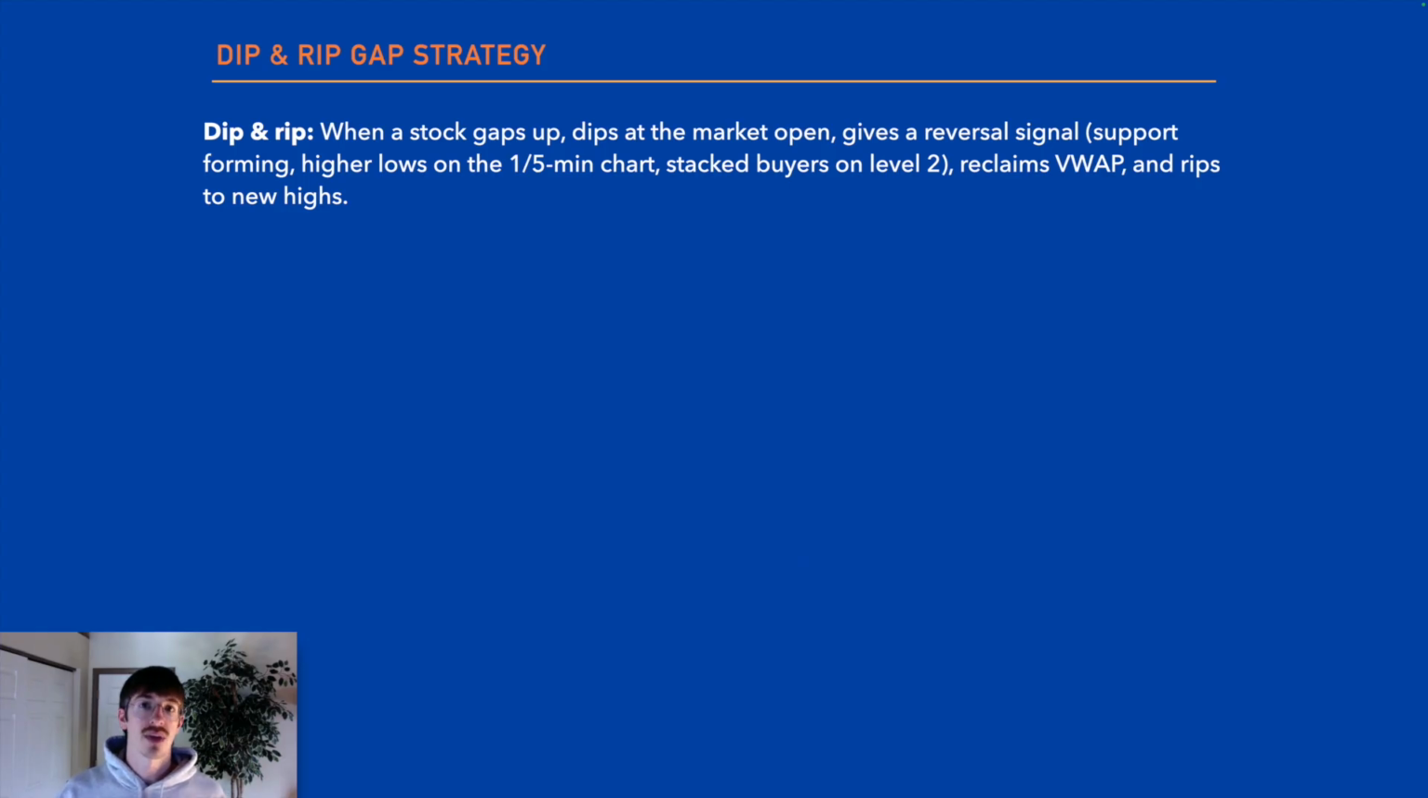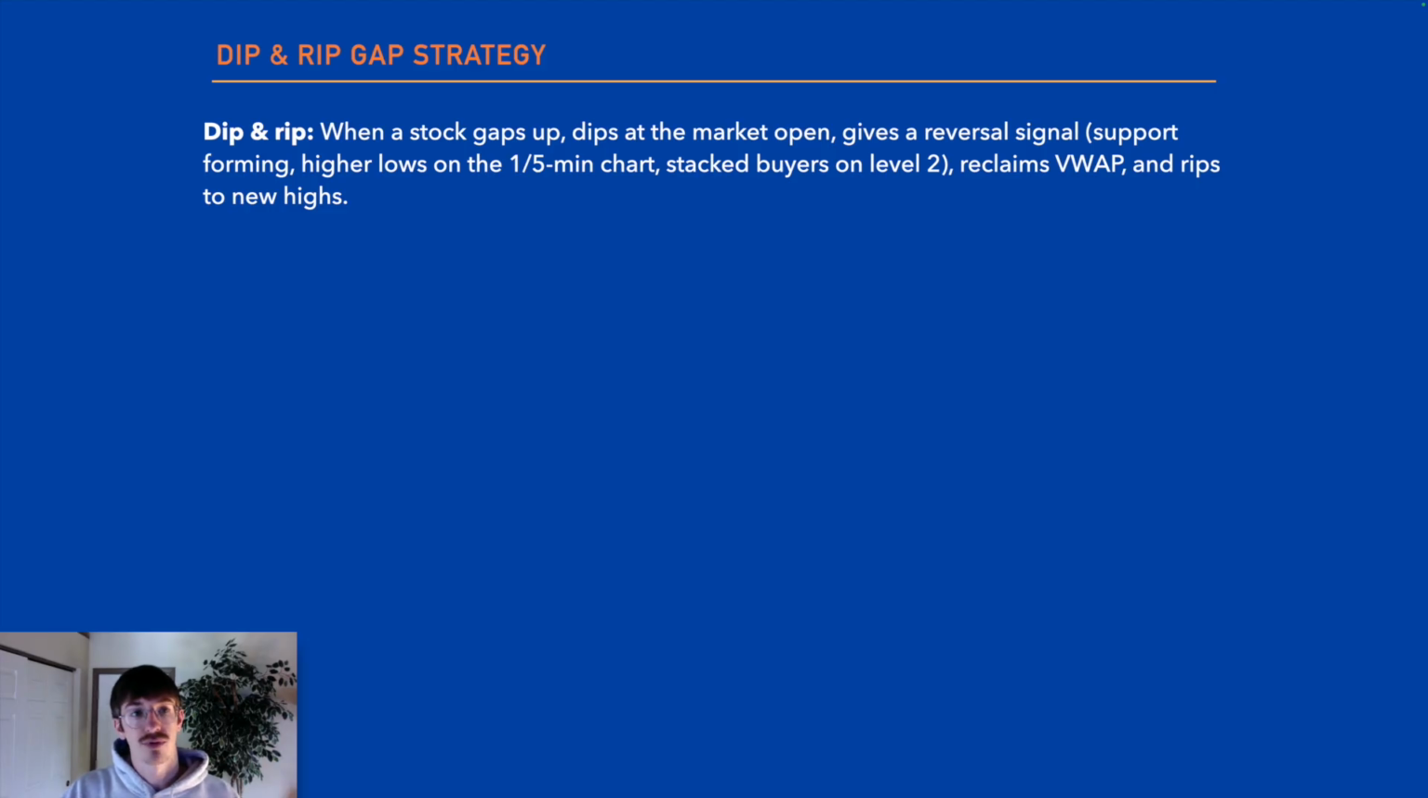So this probably goes without saying, but because this is a gap trading strategy, the first step in finding a potential dip and rip is going to be finding stocks that are gapping up in pre-market. These stocks already have that pre-market momentum. They usually have a fresh catalyst, they have high relative volume, and this is all going to lead to being a bigger potential runner when the market does open.